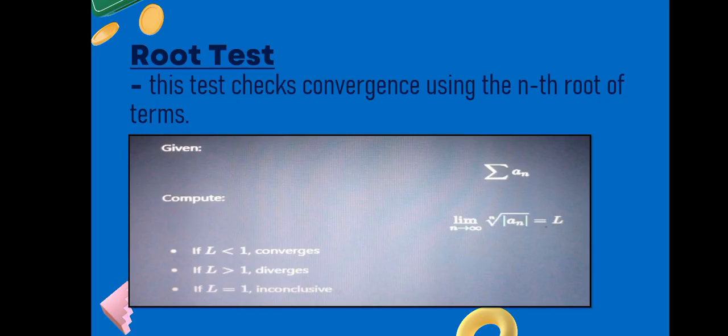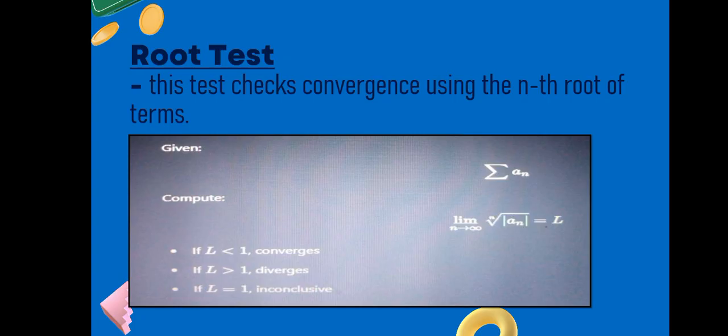Next is the root test. This test checks convergence using the nth root of terms. So given the summation of a sub n, to compute, let's use the formula: limit as n approaches infinity of the nth root of the absolute value of a sub n equals the limit.